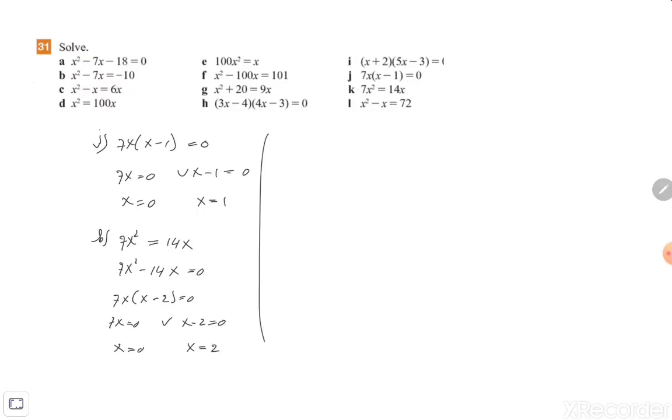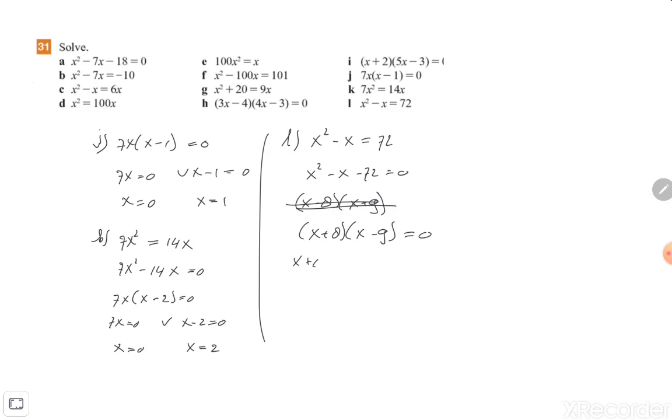And then the last one, exercise L. x² - x = 72. So x² - x - 72 = 0. We need to use the product-sum method with -8, x - 8, and x + 9. Is that correct? No, it needs to be the opposite. So it needs to be (x + 8)(x - 9) = 0, because 8 times -9 is -72, and if I add them, you get -1. So x + 8 is 0, so x is -8, or x - 9 is 0, so x is 9.